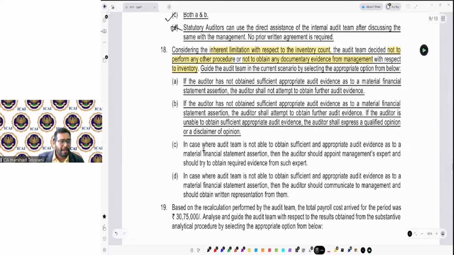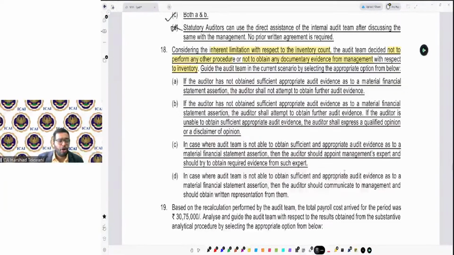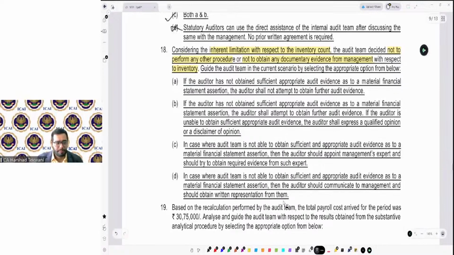opinion. In case where the audit team is not able to obtain sufficient and appropriate audit evidence as to a material financial statement assertion, then the auditor should appoint a management expert and should try to obtain the required evidence from such expert. In case where the audit team is not able to obtain sufficient and appropriate audit evidence as to a material financial statement assertion, then the auditor should communicate to the management and shall obtain written representation from them.